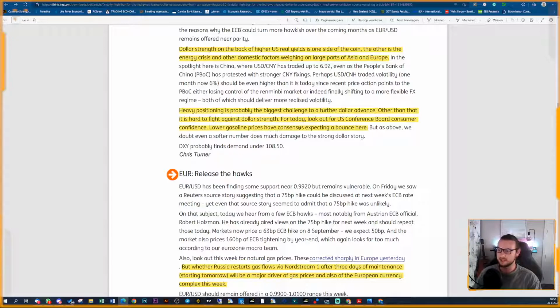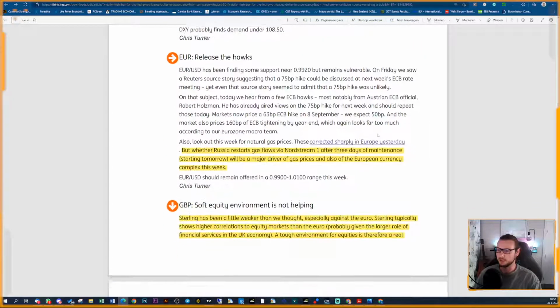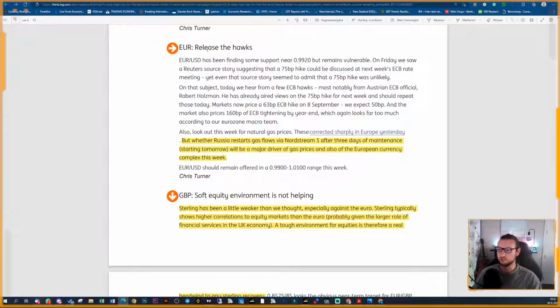Lower gasoline prices have consensus expecting a bounce here. For the Eurozone, or for the euro, release the hawks. Okay, so again, they are expecting either a 75 basis point or a 50 basis point hike. That could give short-term strength to the euro, but in the long term, it will only hurt the European economy. But whether Russia restarts gas flows via Nord Stream 1 after 3 days of maintenance starting tomorrow will be a major driver of gas prices and also the European currency complex this week.